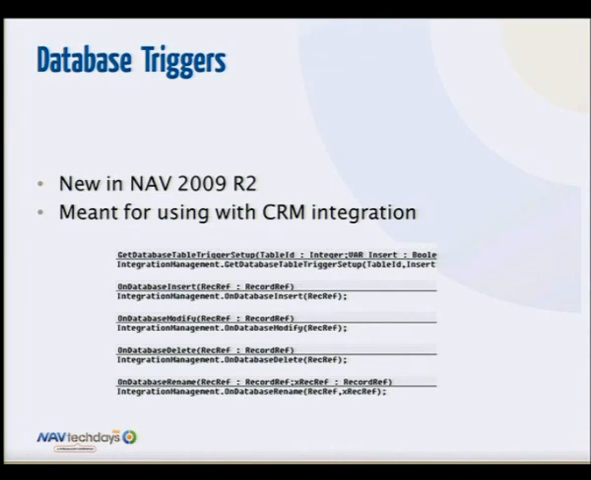For the CRM integration, the integration between Dynamics NAV and Dynamics CRM, they have implemented some new triggers, which can be found in Code Unit 1. Basically, every time something happens with the table, this trigger is guaranteed to fire. So what you can do is add code or change the code to be able to catch object table changes to do your object tracking.